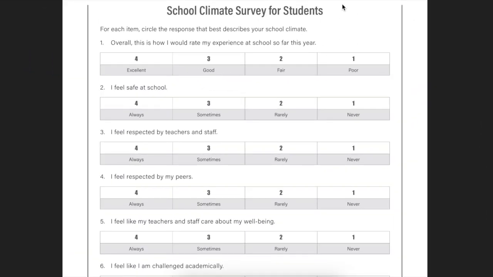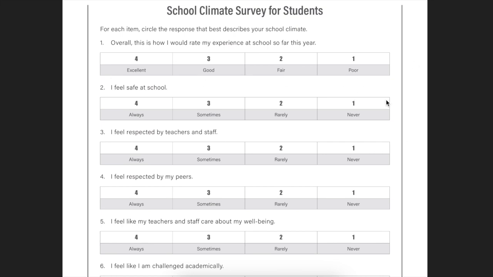Dr. Don Parker also has a survey on climate for teachers and staff. Today, we're just looking at the student one, but wanted you to know. What I love about this is you could just photocopy this, hand it in paper. You could also turn it into a Google form. It is versatile. Let's look at what the content contains.